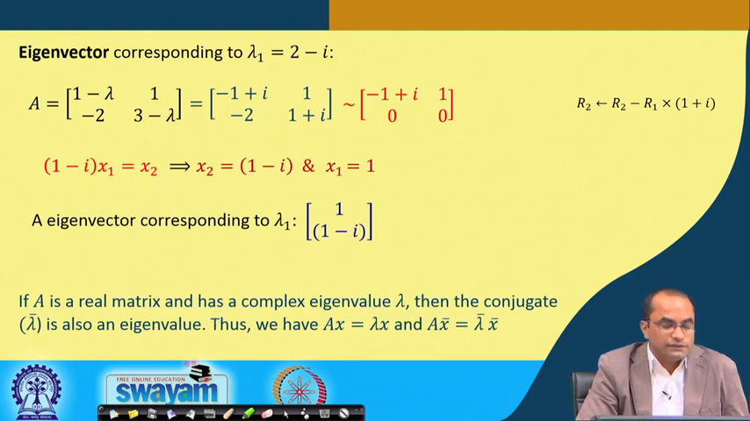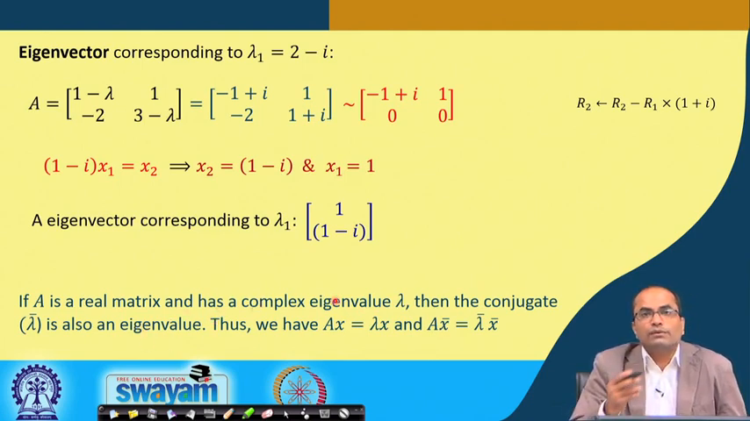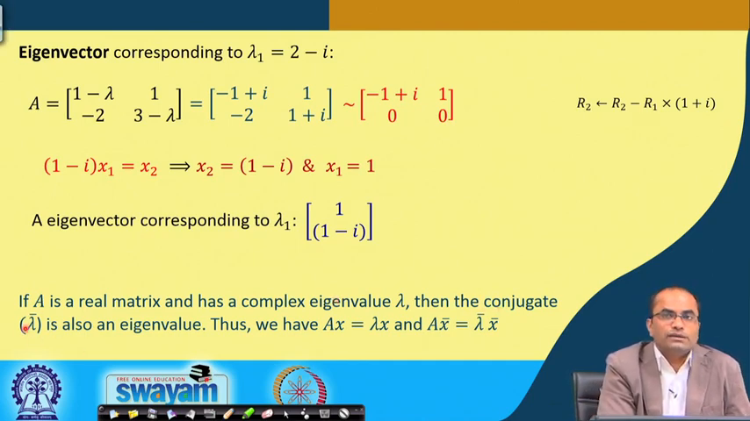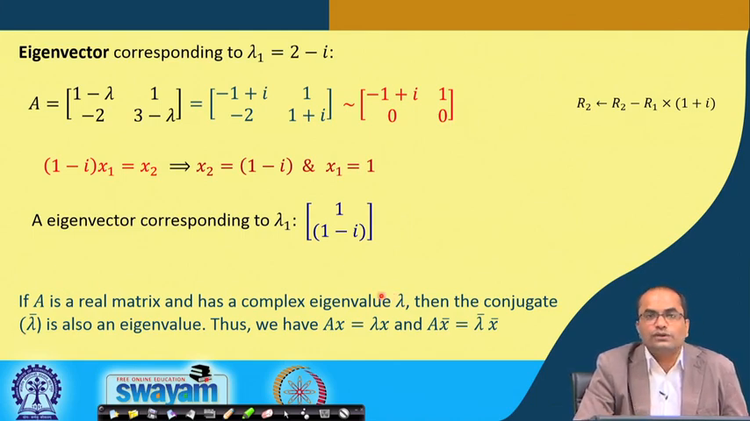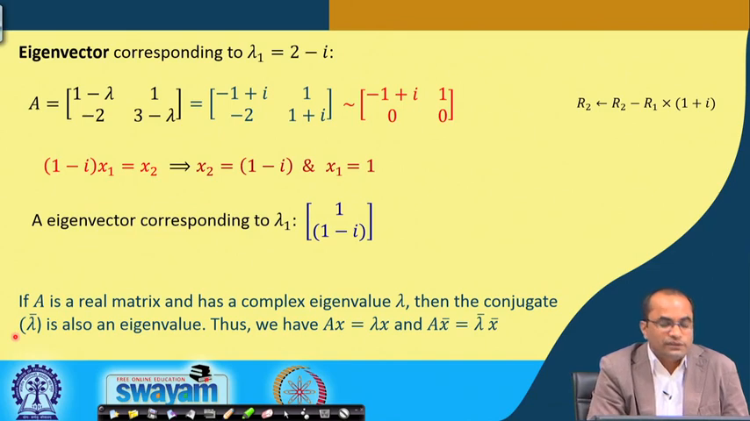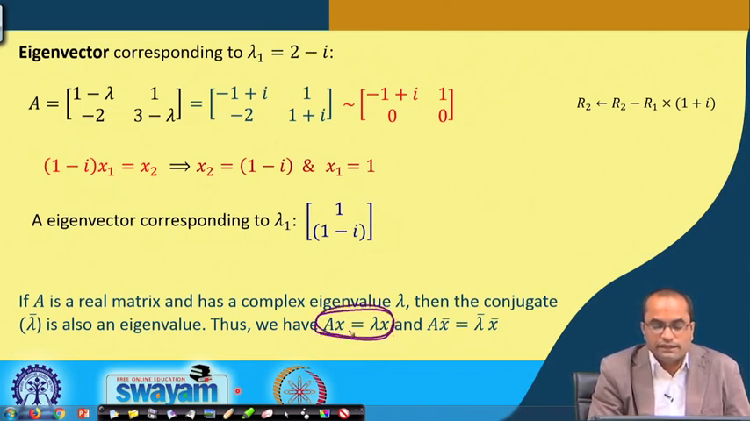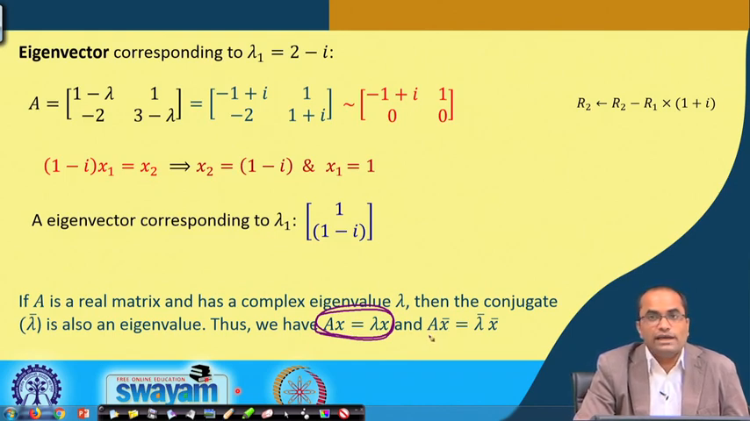In general, when A is a real matrix and has complex eigenvalues, then if lambda is an eigenvalue, the conjugate lambda bar will also be an eigenvalue, and that is natural, coming from the characteristic equation. So, the conjugate will always be there as a root. What is interesting is that from A x equals lambda x, if we take the conjugate on both sides, because A is a real matrix, A will remain as it is, and on the left we get the conjugate of x, and on the right the conjugate of lambda and the conjugate of x.